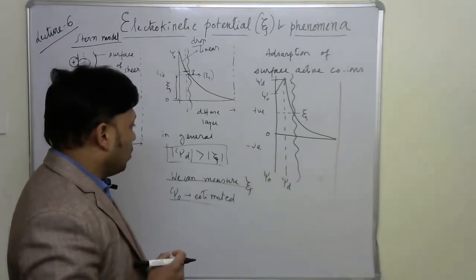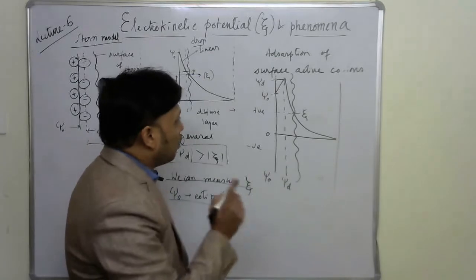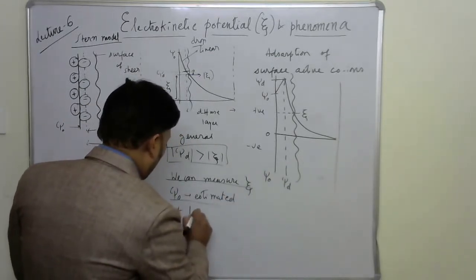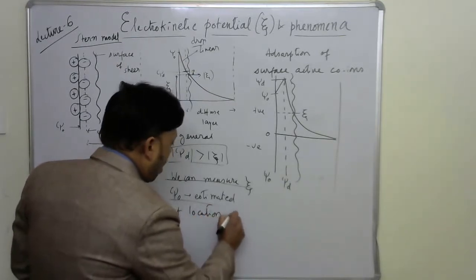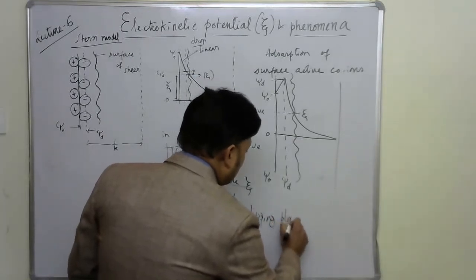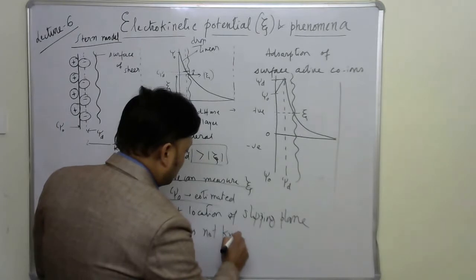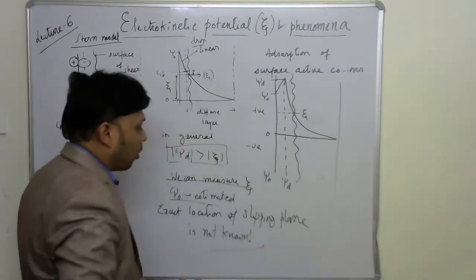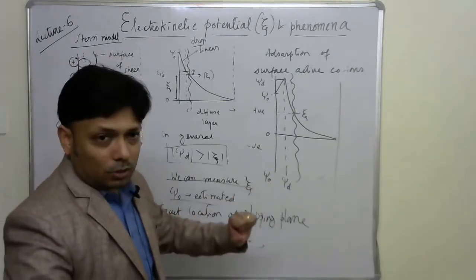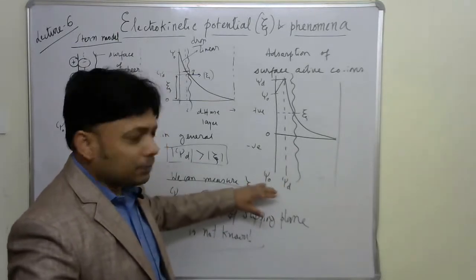All right. And one other thing is also that the exact location of the slipping plane, or in other words, the surface of shear, is not known. Experimentally it is not possible to know what the exact distance from psi 0 is, but it is understood that it is situated at some distance from psi 0.